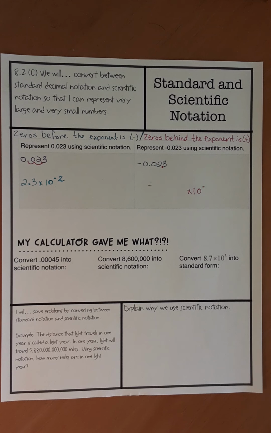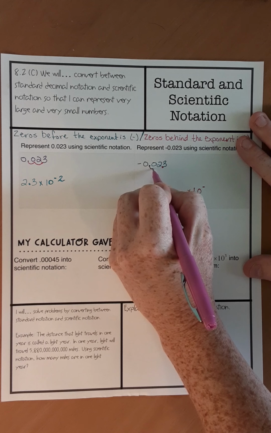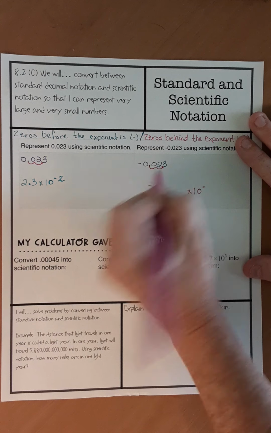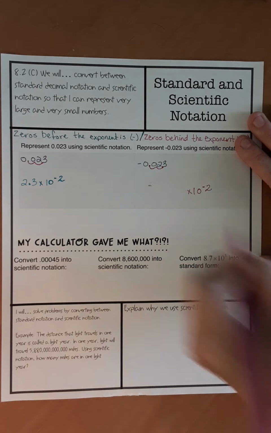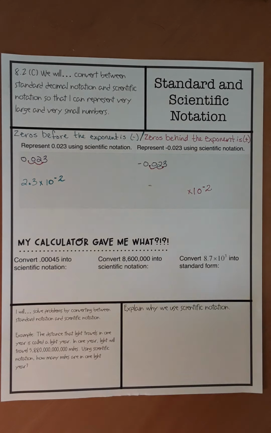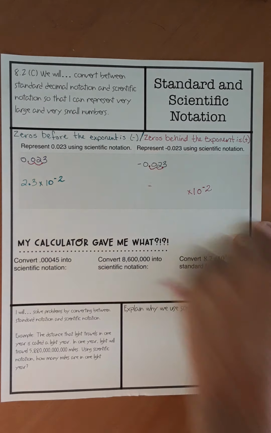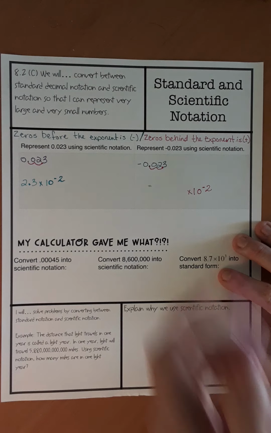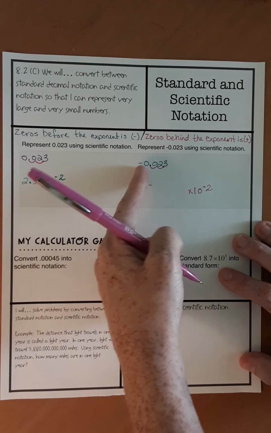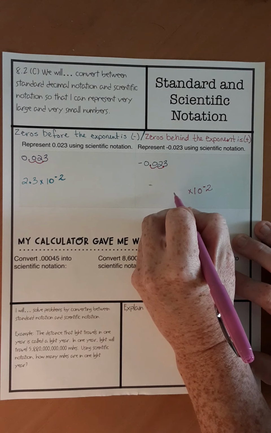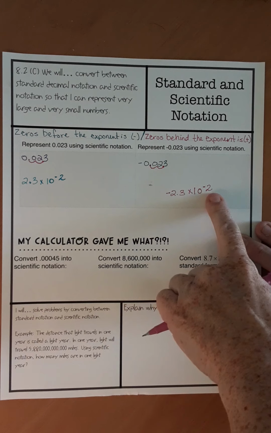Now we need to count how many place values we need to move in order to get there. So we start where our decimal is. We move 1 place value, 2 place values. There's our exponent. Our exponent is negative 2. The last piece, we're going to take the new decimal that we have and bring it down here to the front of our problem. This time we need to make sure we include a negative because this number was negative to begin with. So we have negative 2.3 times 10 to the negative second.